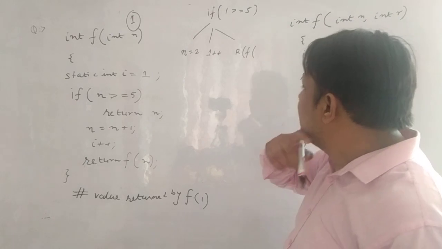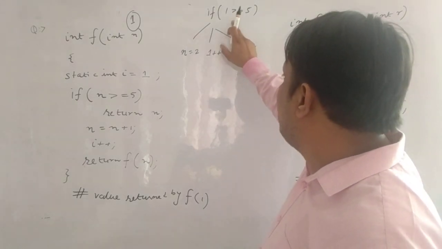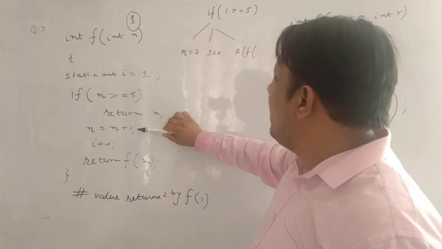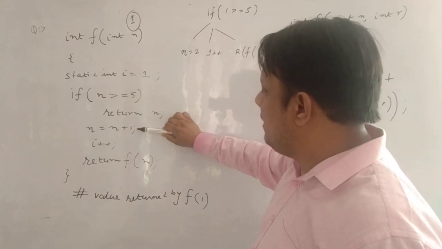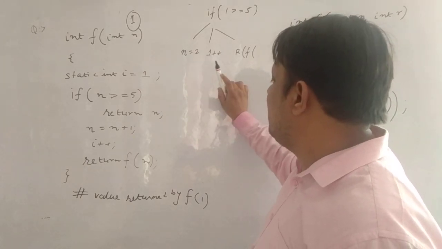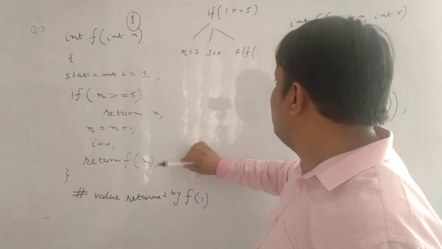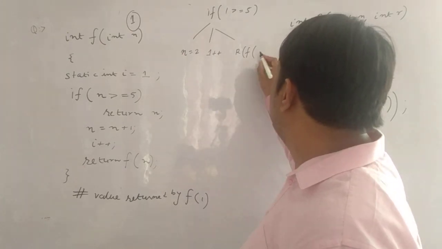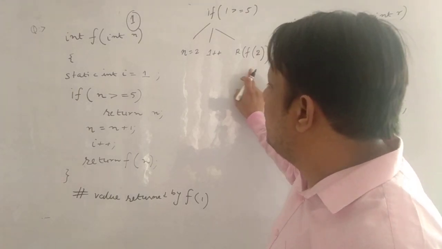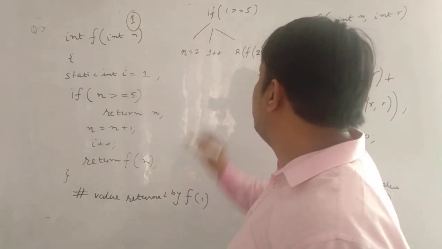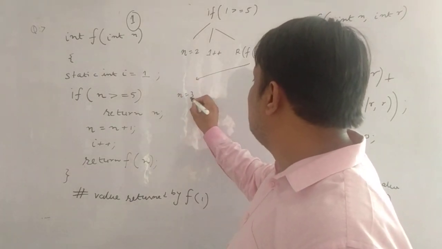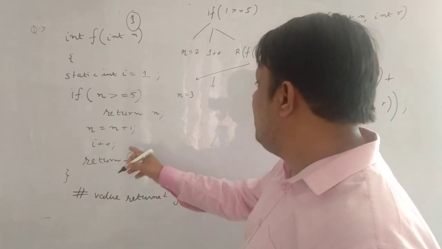Okay. Now tell me guys, see here, what is n? N is 1. Is 1 greater than or equal to 5? Your condition is false. So now n becomes what? N is equal to n plus 1, so n becomes 2. Then i plus plus, then again you return f of n. So the n value is 2, right? Now you call this function f2. N is 2, so is 2 greater than 5? Condition false, so n is equal to 3. Again i plus plus.